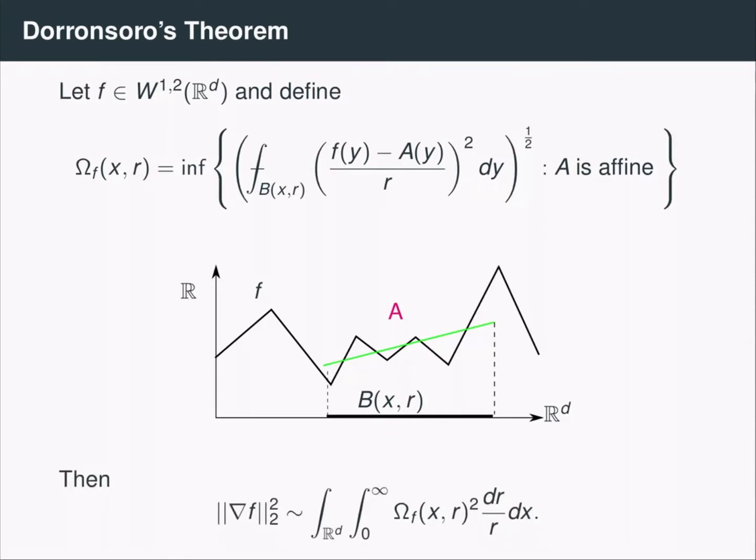Dorronsoro's theorem then states that the L2 norm of the gradient is comparable to the integral over Euclidean space of the integral from 0 to infinity of these omega numbers squared, dr over r, dx. In fact, Dorronsoro's theorem is more general than stated. He actually comes up with a characterization of W^{k,p} spaces for any integer k and any p between 1 and infinity. However, the case that we're going to be most concerned with will just be the W^{1,2} case.